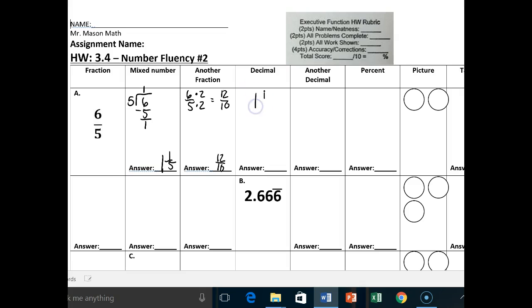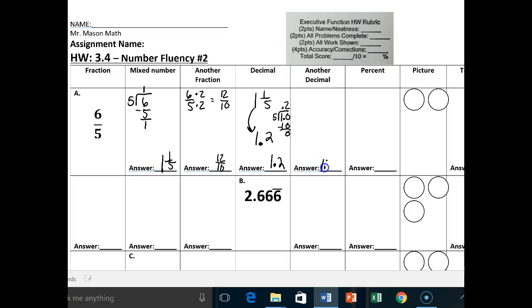The decimal, 1 and 1/5. Use your reference sheet. 1 is 1, obviously. 1/5 is not 0.15. It is 0.2. So 1.2. You could also do that by dividing 5 into 1, which you can't do. Decimal, decimal, 0. 5 goes into 10 2 times. That's how we get the 0.2.